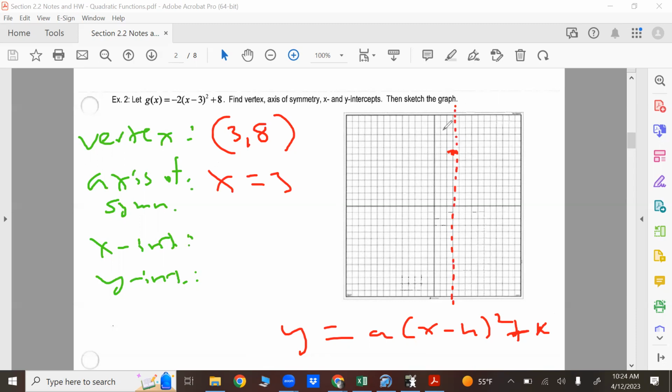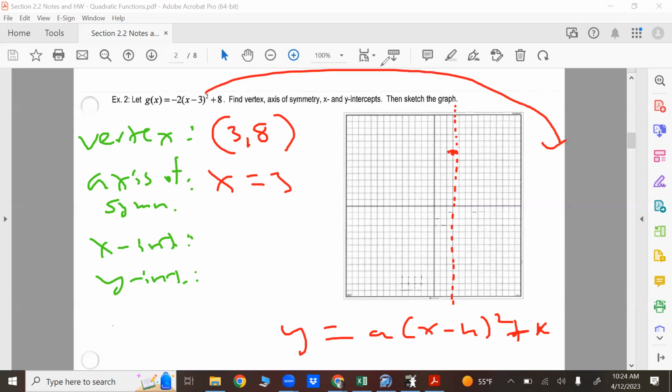How do we know that? It's always the x-coordinate of the vertex. The vertex is right in the middle, and symmetry is about the middle. The x-intercepts are going to be a little tricky. I'll do it off to the side here.